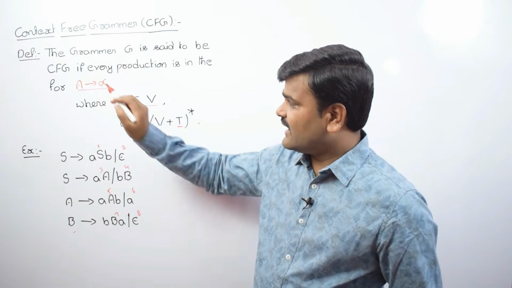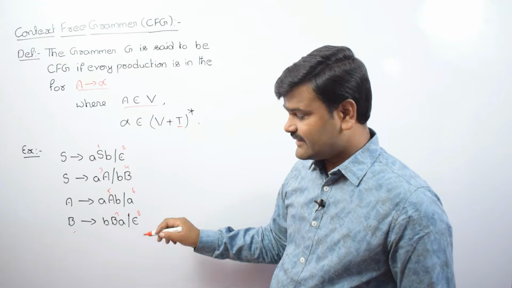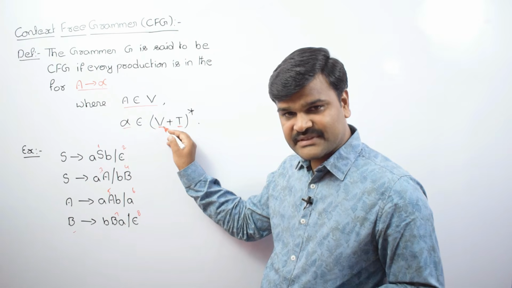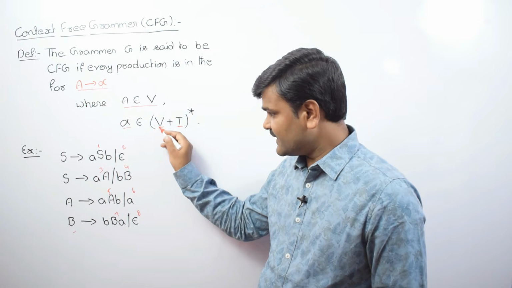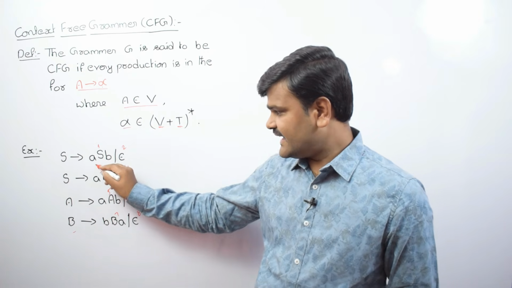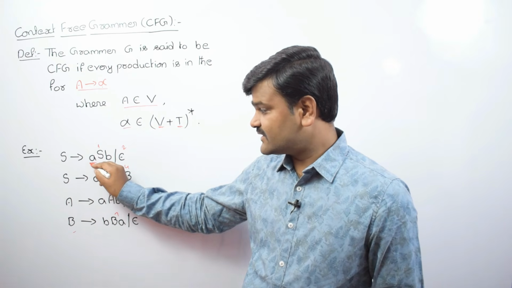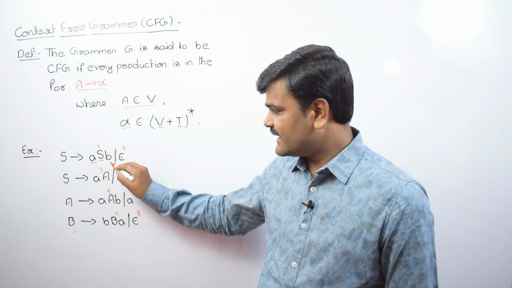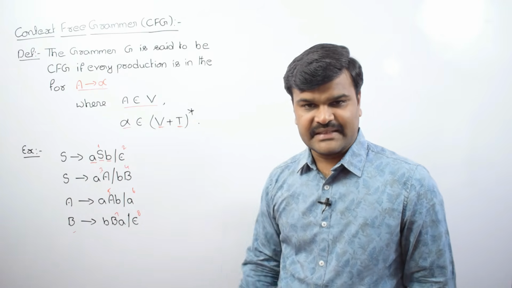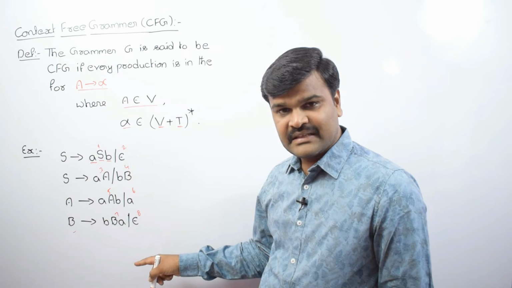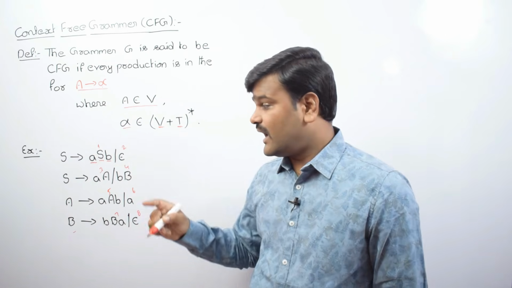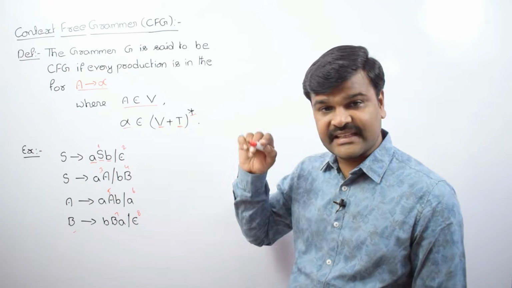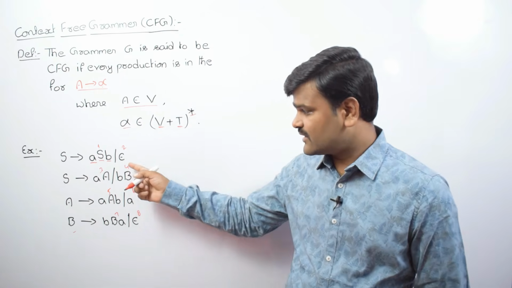So, what is alpha? The RHS part. In every production, if you observe the RHS part, alpha belongs to what? It is a combination of variables and terminals, that means non-terminals and terminals. Here small a is a terminal, capital S is a non-terminal, that is a variable, and small b is again a terminal. So, small letters are terminals, capital letters are non-terminals. The RHS part is a combination of these two, and here the star is also saying zero length, that means epsilon.